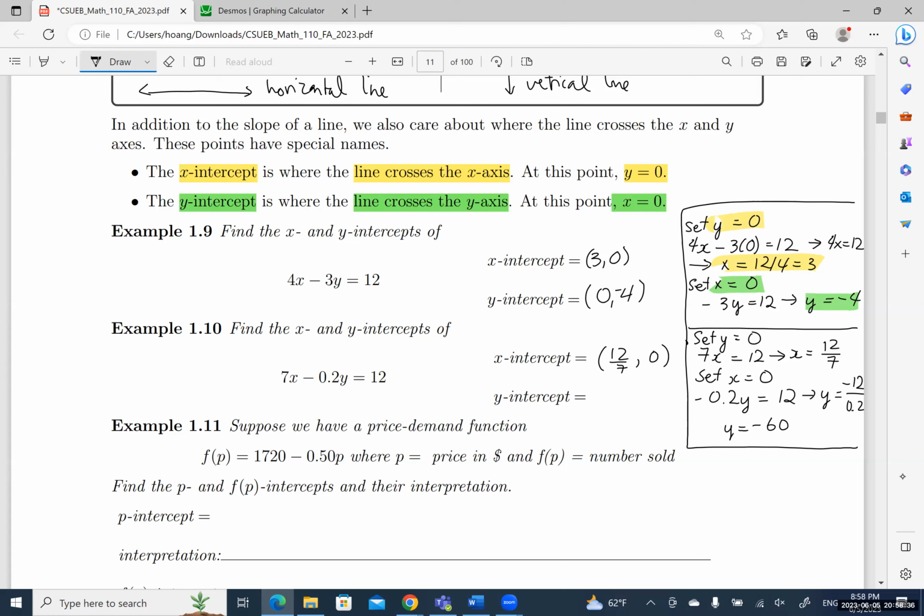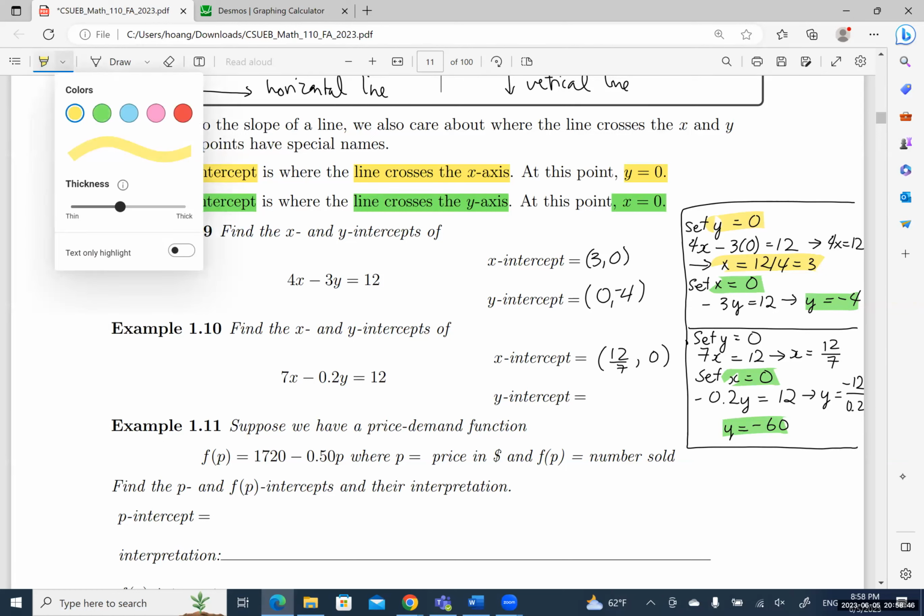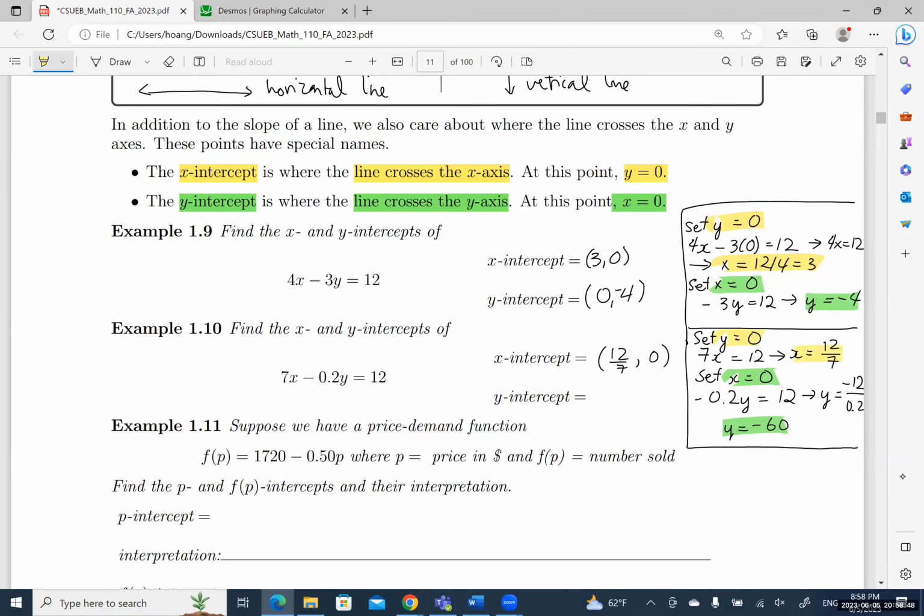So then let me highlight it. This guy, this guy, this guy with this guy. So then I have the y-intercept will be 0, comma negative 60.